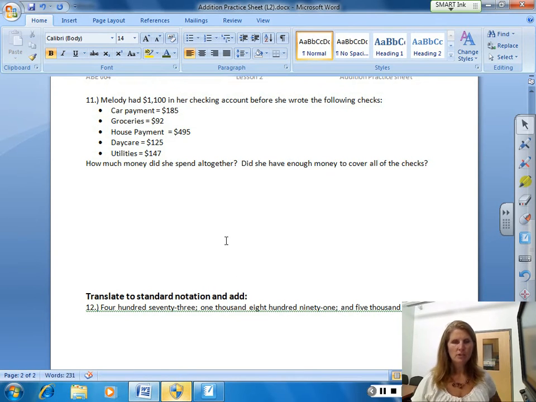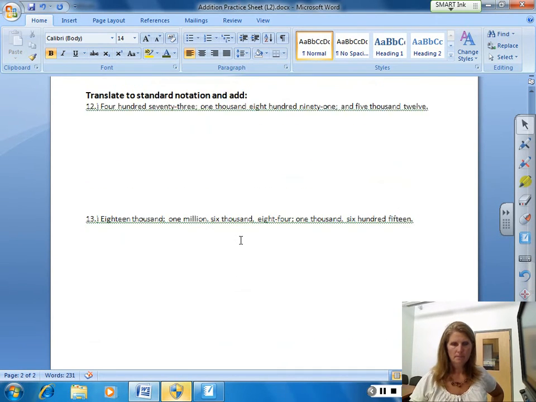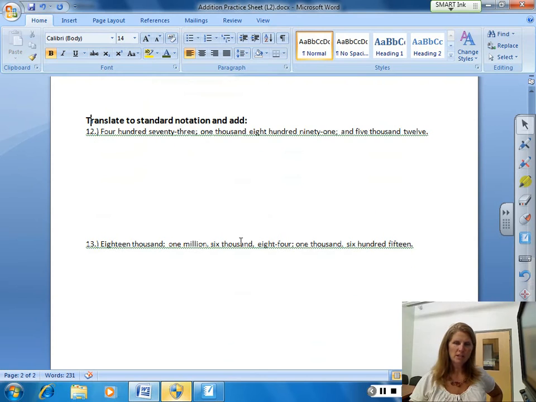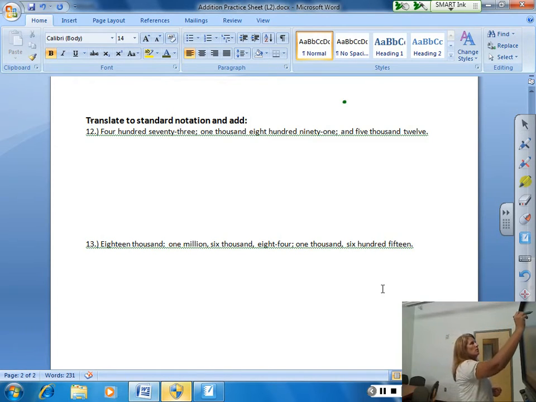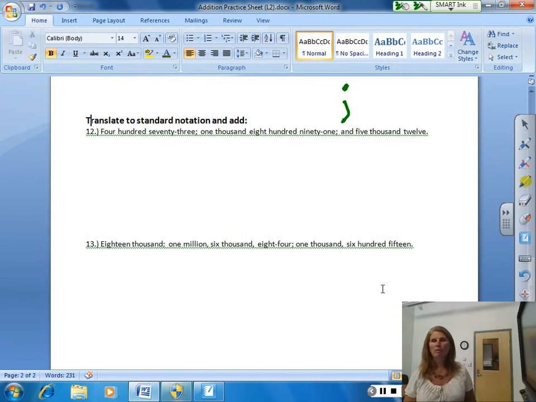The last two questions ask you to translate to standard notation and add. Remember what standard notation is. It's writing the numbers, writing as numbers instead of as words. So in these problems, when you're talking about writing several numbers in a row, they're separated by semicolons. When you see a semicolon, that means a new number.